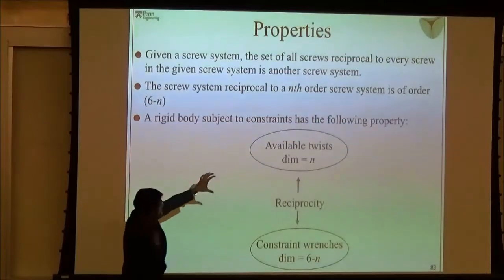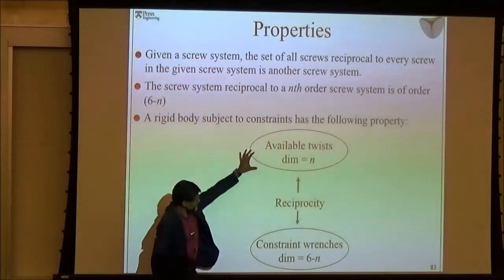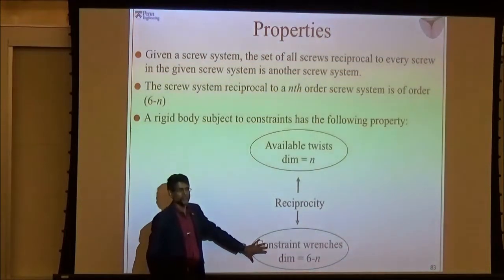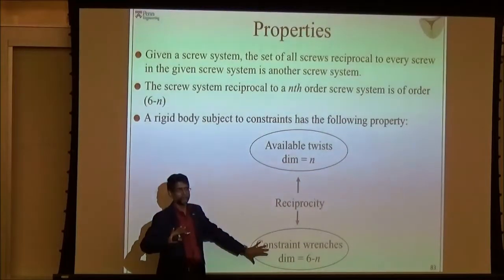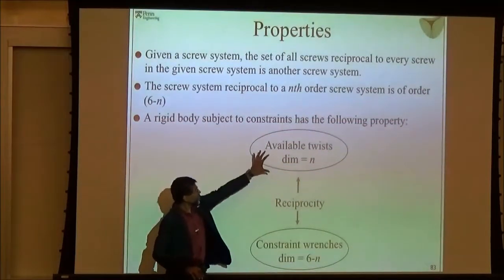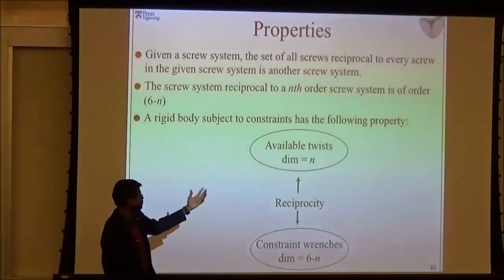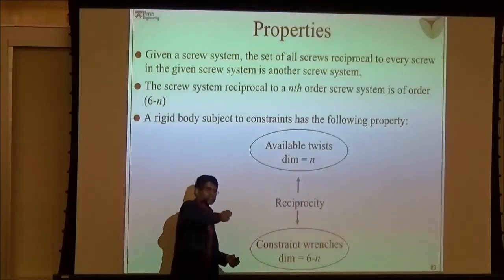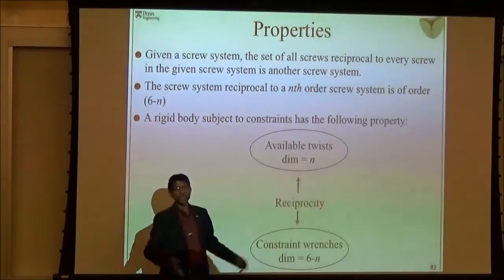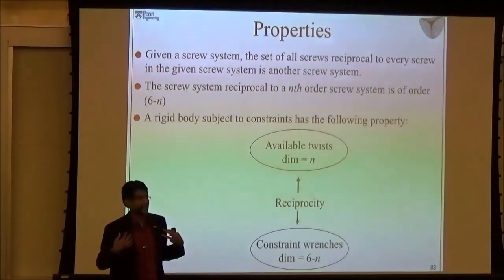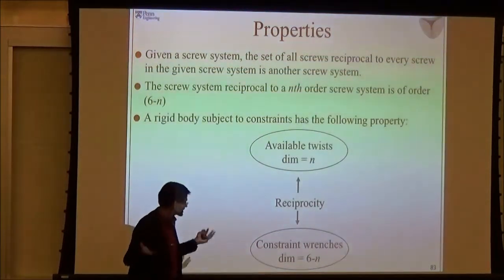Well, if the available twists are two-dimensional, then you're essentially guaranteed a set of wrenches which is four-dimensional. Right? You can't argue about things that you don't have in terms of twists. So you can't say that I have these two twists, I'm going to categorize all the twists I don't have. It turns out that that doesn't make a lot of sense.